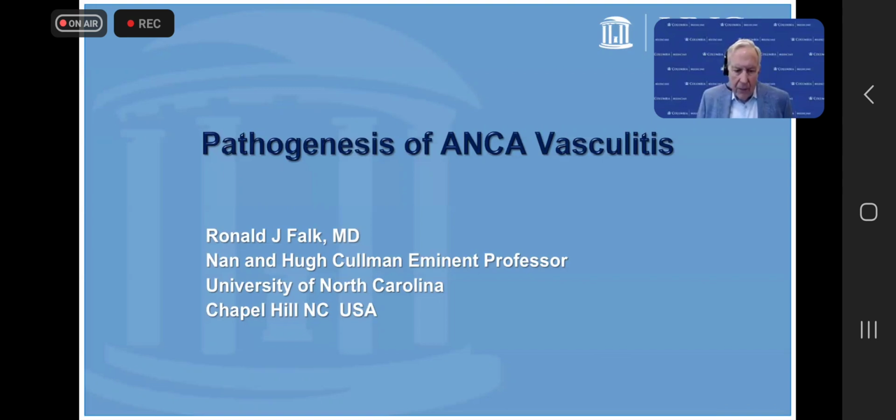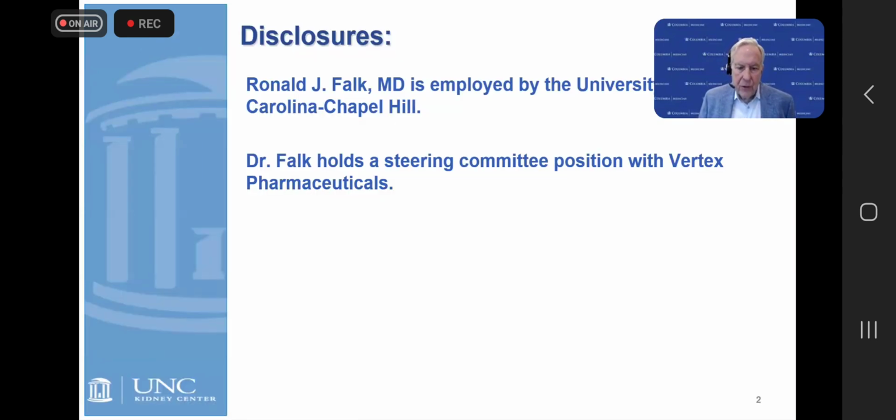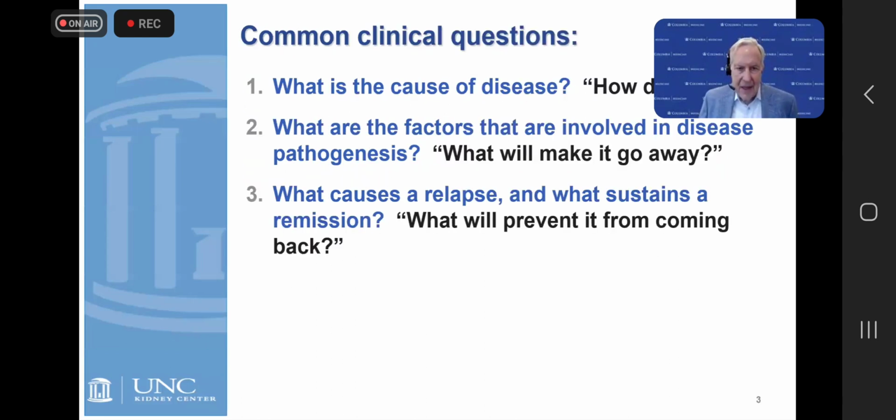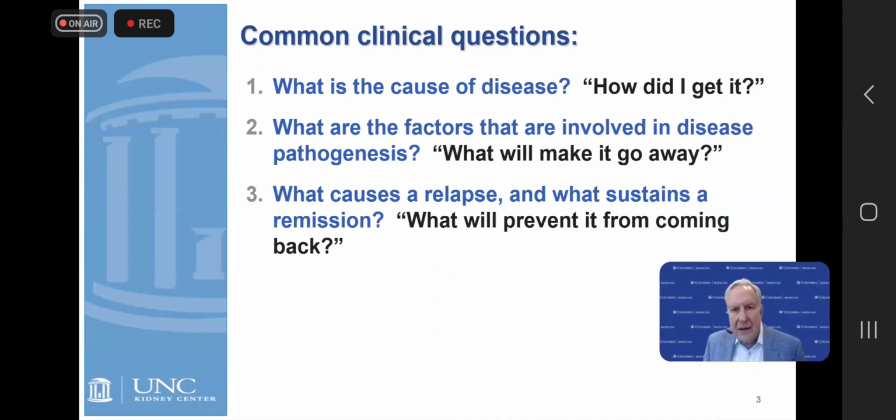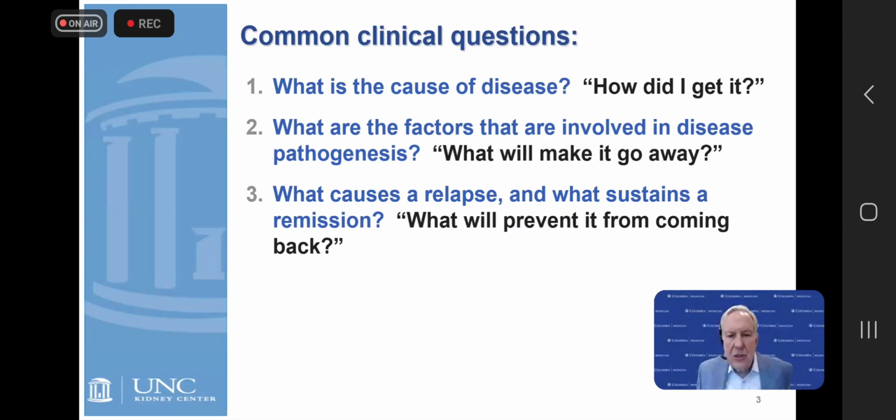It is my hope that I can go with you through what may cause ANCA vasculitis. And our work really stems from patient-derived questions. If you see patients with any autoimmune disease, ANCA vasculitis being one of them, the questions they're going to ask are: what caused my disease? How did I get it? What factors will make my disease go away? What will make it go away?